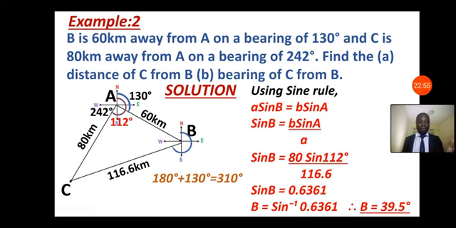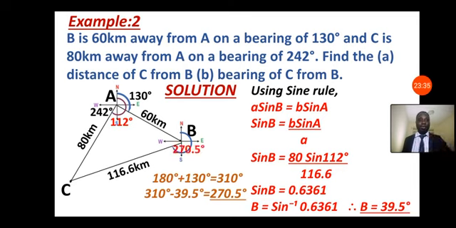I'm not really looking for B. What I'm looking for is the bearing of C from B. So I'll go ahead to subtract. Mind you, what we just got is this angle B. And we said we're going to subtract that from the total, which is 310. To subtract all that, we get our bearing. So we can now say 310 minus 39.5 degrees should give us 270 degrees. Yes, that's exactly what we are looking for.